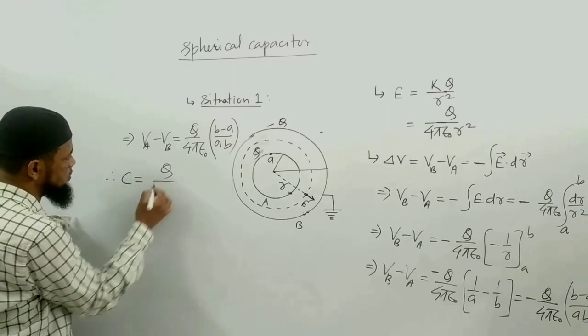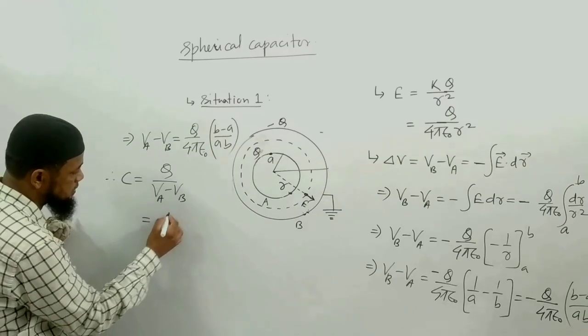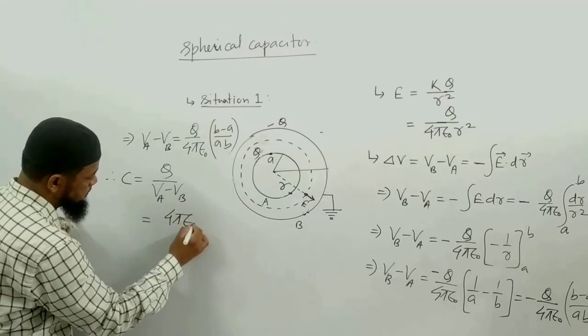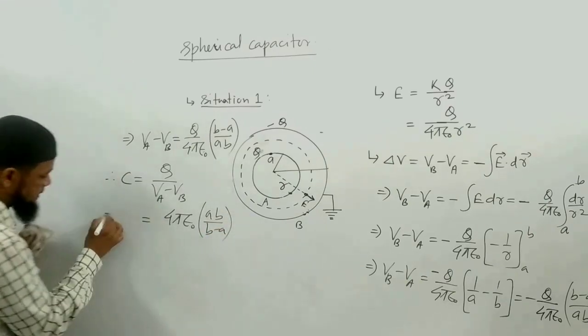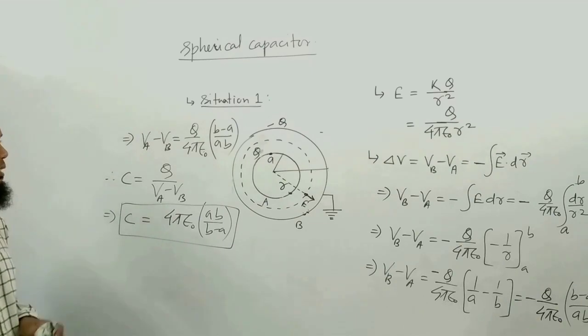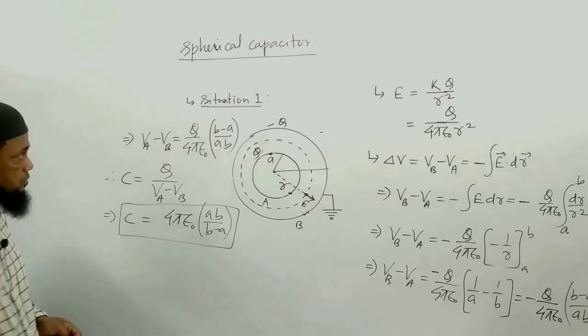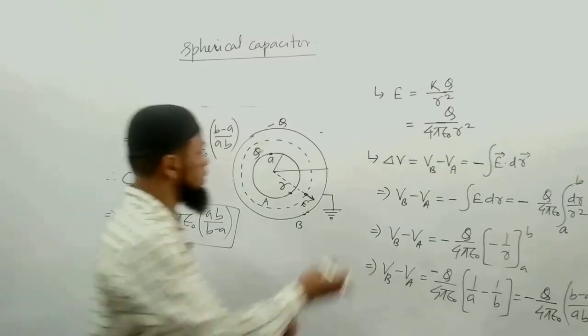So therefore capacitance is nothing but Q divided by VA minus VB. How much will that give us? 4 pi epsilon naught AB divided by B minus A. This is how we can also find the capacitance of the system using the idea of electric field. Okay, note it down.